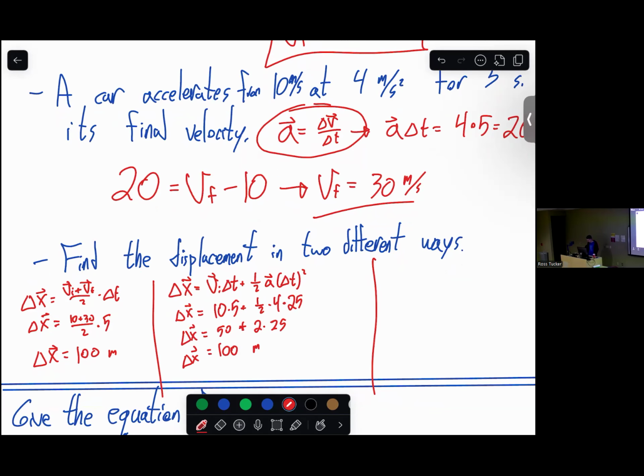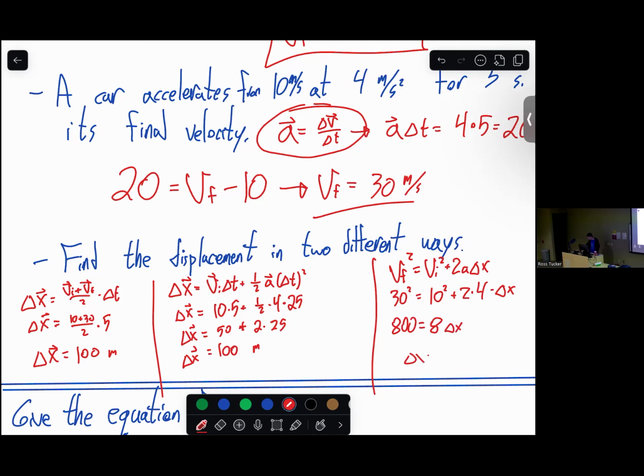And a third way of doing it. V final squared equals V initial squared plus 2a delta x. Well, if I plug in, what is my final velocity? What is my initial velocity? What is my given acceleration? 900 minus 100 is 800. So I get the first step, 800 equals 2 times 4, which is 8 delta x. Again, delta x equals, shockingly, 100 meters.